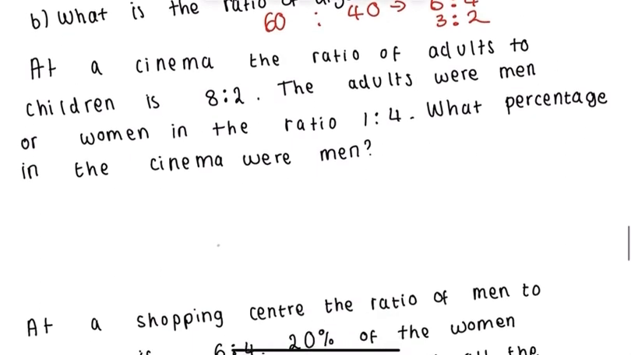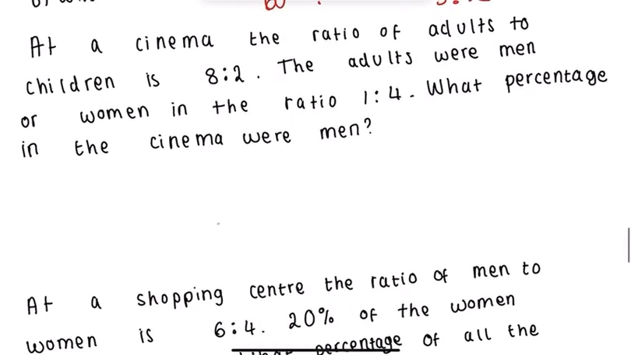Let's have a look at a more problem-solving one, and we're going to have a look at two problem-solving questions here. This first question says, at a cinema, the ratio of adults to children is 8:2. The adults were men or women in the ratio 1:4. What percentage in the cinema were men? Well, we're going to use the idea of writing as a fraction to then think about how we can write it as a percentage. So we're going to attempt this a bit like we did on the previous questions in the ratio to fraction videos.